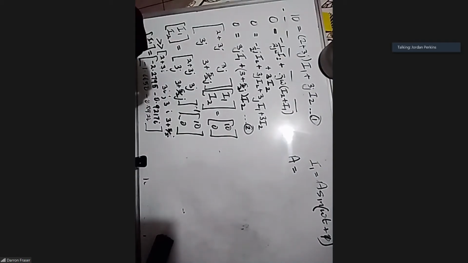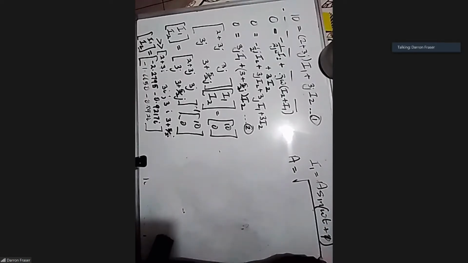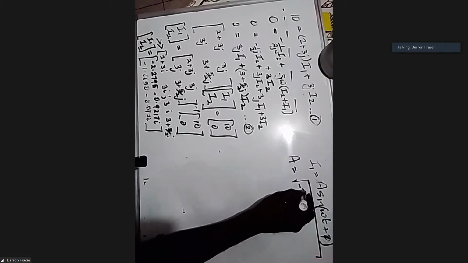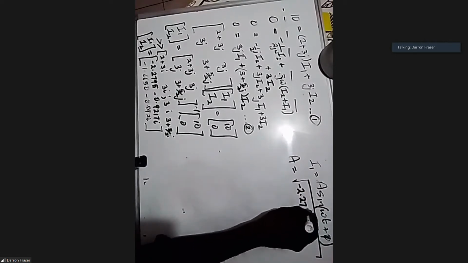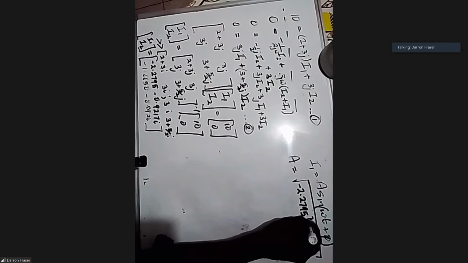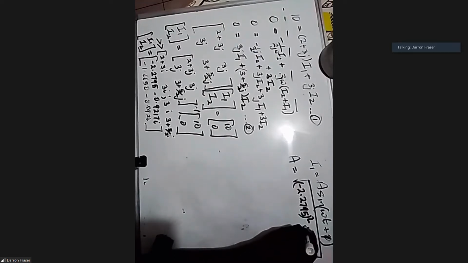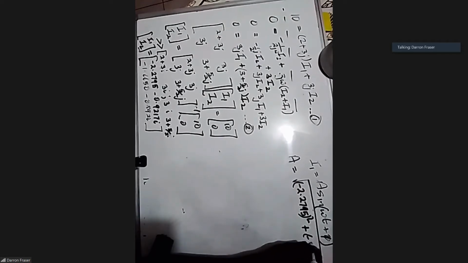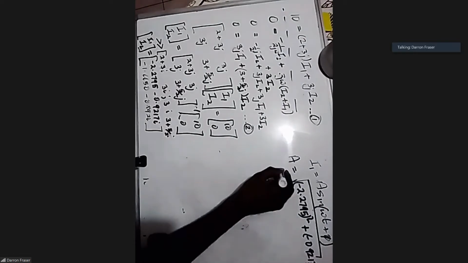So you find the square of the values and then square root them. So A is going to be equal to the square root of negative 2.2795 squared plus negative 0.9217 squared.